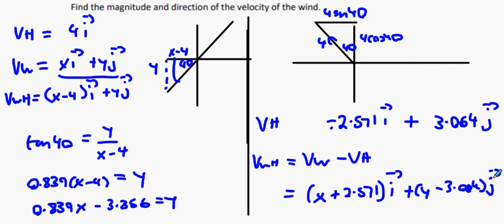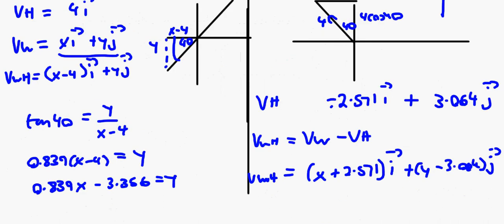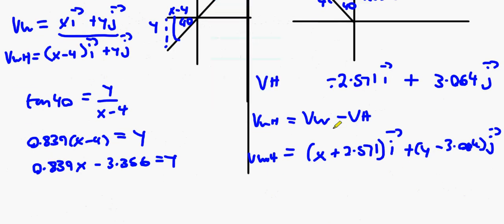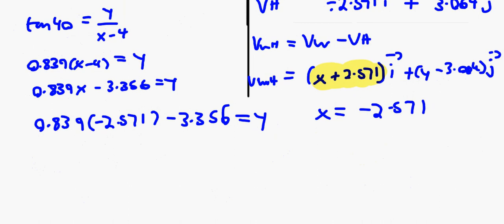Now what we know about the wind according to the human in this situation is that it comes from the north. If it comes from the north, it means it's going directly south, and this means that the i component is in fact 0. This makes your x value minus 2.571. We sub it in and we get 0.839 times minus 2.571 minus 3.356, and that will give me my y value.